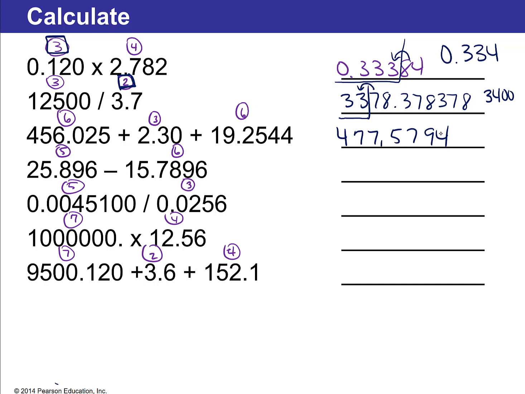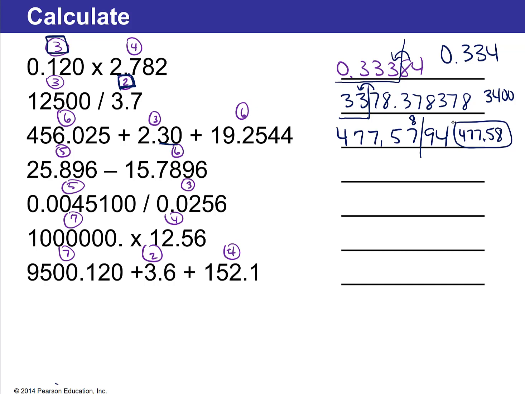Compare, what's the smallest decimal place they all have? 2. Okay, so notice this one's 3, this one's 2, this one's 4. So here's the one that's going to be the controller. So now I just go 2 decimal places and make a line. So I'm going to have to round everything after that. What's that going to do? Round up or down? Up. So that's going to make this one an 8. So 477.58. Keeping the decimal place, keeping all those numbers out in front, I just have to round the hundredth.